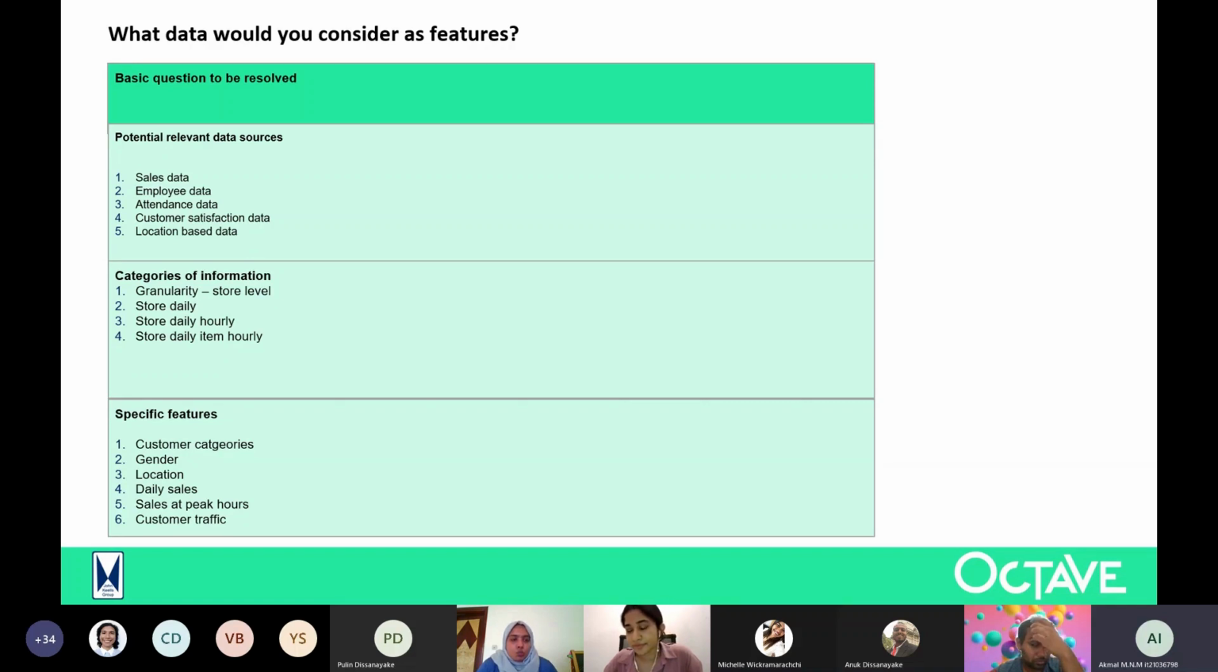And the specific features which we wanted to target was the customer categories, because that's going to be the main thing, because depending on the gender it's not going to be the same, and also the location and the peak hour sales, because during the peak hours there are going to be more problems which they're going to face as the retail salesperson, and the customer traffic are the specific features which we came across with our team. Thank you.